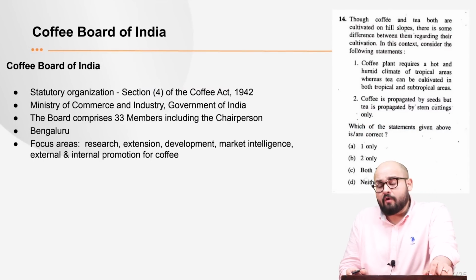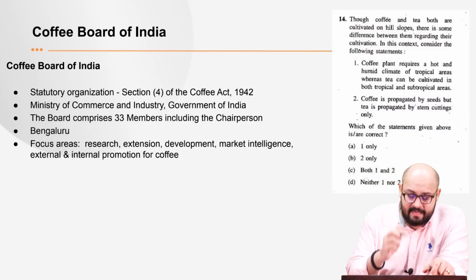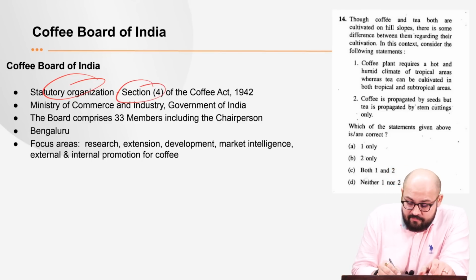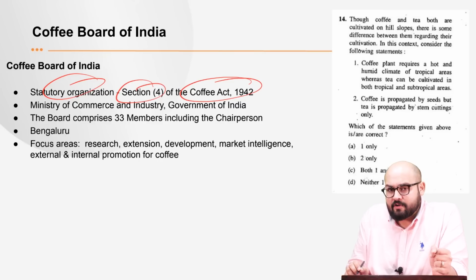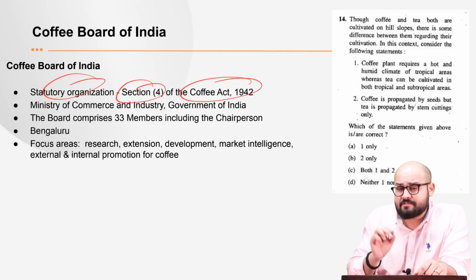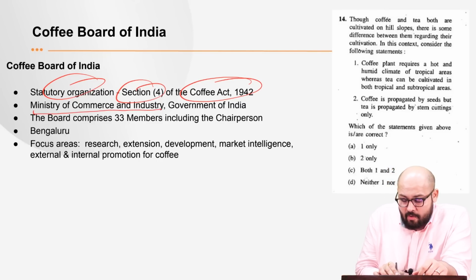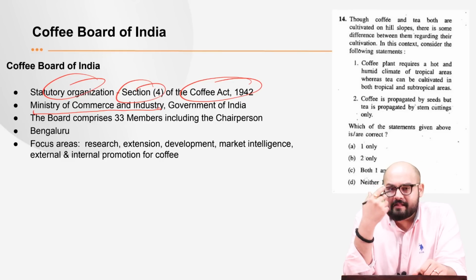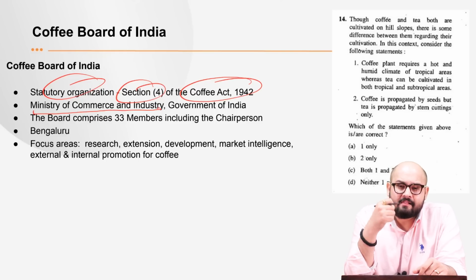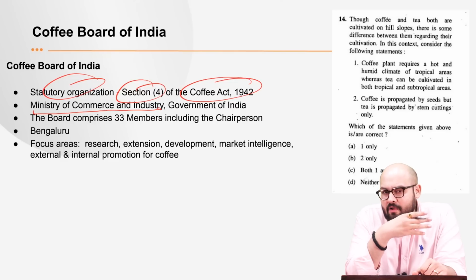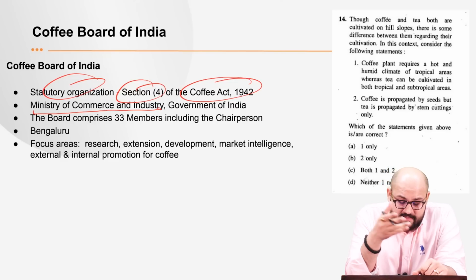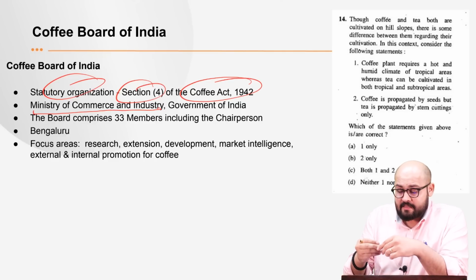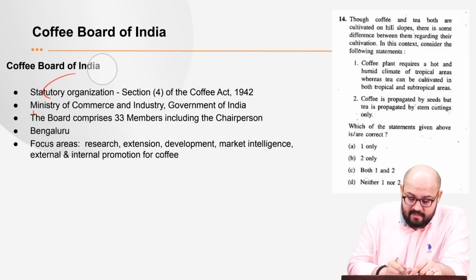Now, talking about the Coffee Board of India, please understand that it's a statutory organization. That is, it is made under a law. It is made under Section 4 of the Coffee Act of 1942. It is under the administrative purview of the Ministry of Commerce and Industry. I'm stressing these things because there have been cases where UPSC has directly asked, for example, that the Coffee Board of India is under which ministry's jurisdiction. So just remember that it is under the jurisdiction of the Ministry of Commerce and Industry.